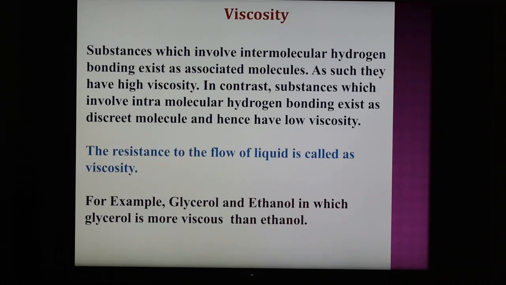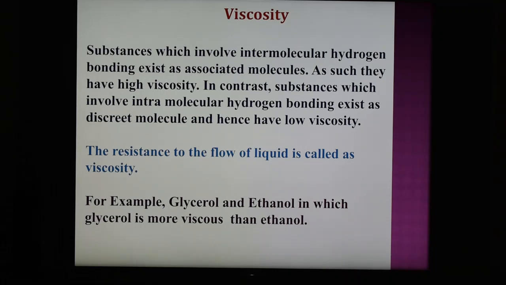The resistance to the flow of a liquid is known as viscosity, and an example related to viscosity is glycerol and ethanol. Out of these two, hydrogen bonding is more extensive in glycerol as compared to ethanol, and therefore glycerol is more viscous as compared to ethanol.